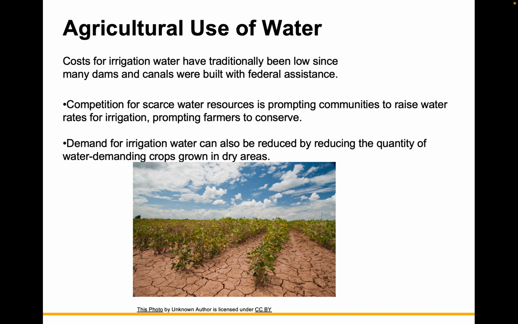The costs for irrigation water have traditionally been low since many dams and canals were built with federal assistance. Competition for scarce water resources is prompting communities to raise water rates for irrigation, prompting farmers to conserve. Demand for irrigation water can also be reduced by reducing the quantity of water-demanding crops grown in dry areas.